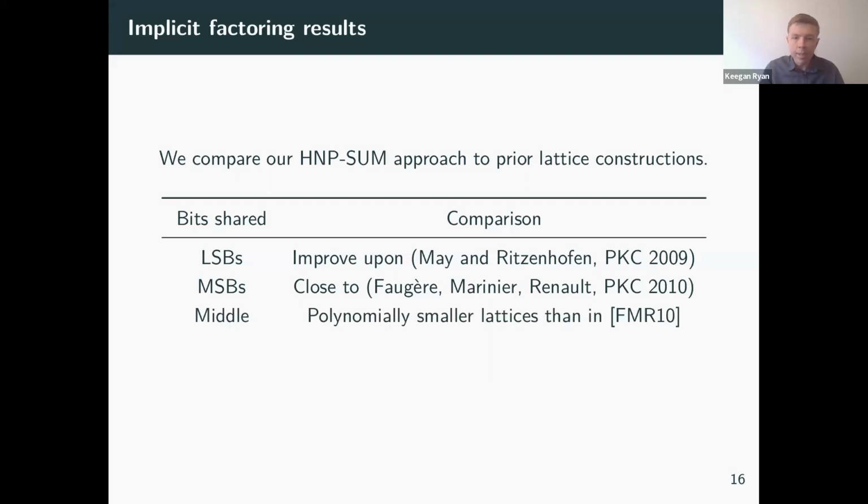In the case where the middle bits are shared, our lattices are polynomially smaller than the lattices in that same work. So if there are k samples, then our lattice has dimension O of k rather than O of k squared, which is particularly important when you have more than just a few samples. And finally, in the case where both least significant and most significant bits are shared, there is no direct lattice construction in the literature for us to compare to. So our reduction is especially good there.